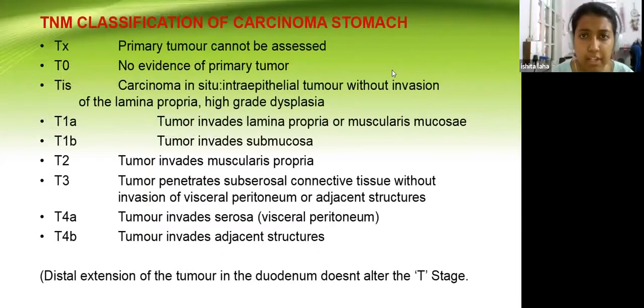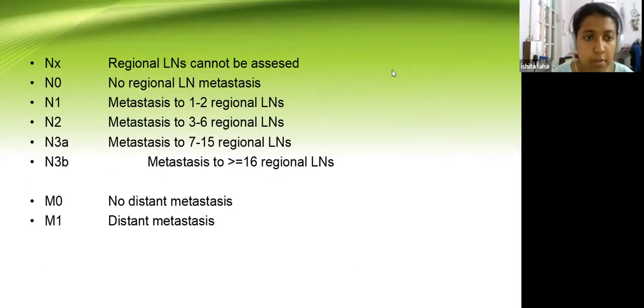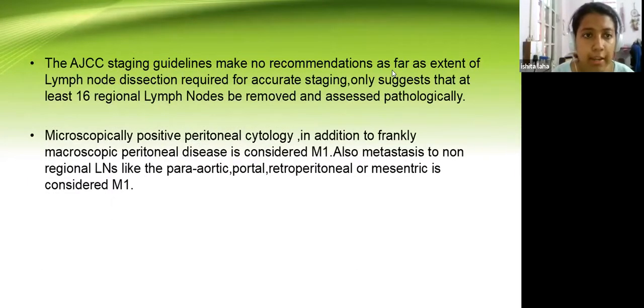The TNM classification has already been described by my colleague. I just want to mention one single thing: the distal extension of the tumor into the duodenum does not alter the T stage. The AJCC staging guidelines suggest that at least 16 lymph nodes need to be harvested while dissecting the specimen, and microscopically positive peritoneal cytology in addition to frankly macroscopic peritoneal disease is considered M1. Also, metastasis to non-regional lymph nodes like the para-aortic, retroperitoneal, and mesenteric lymph nodes is considered M1.